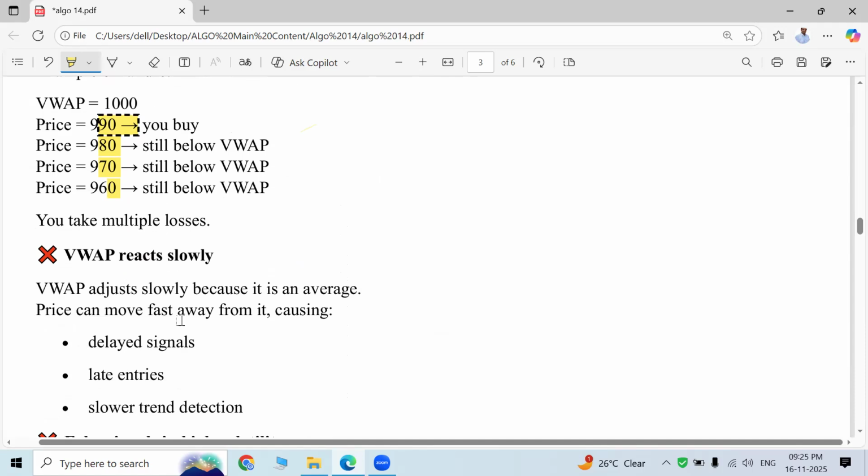VWAP gives a slightly slow, delayed signal, and it is a slower trend detection. So that is also one problem with VWAP. VWAP is normally combined with other methods, so that we get the right way to work with VWAP.